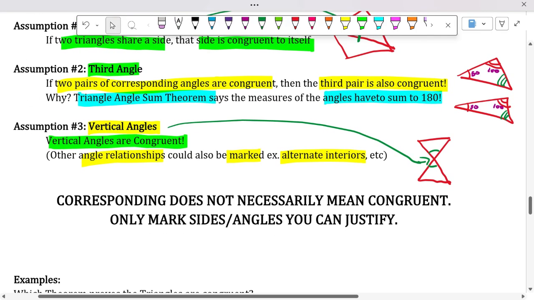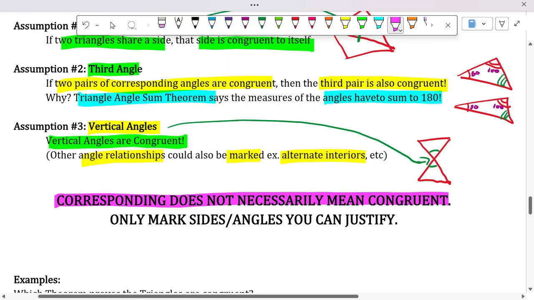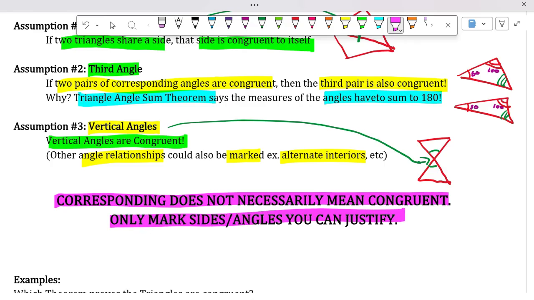Now, this is very important. Corresponding does not necessarily mean congruent. Only mark sides and angles we can justify. So, in other words, you cannot eyeball it. It may look like they're congruent triangles, but for all we know, it may be slightly smaller or slightly bigger than the other triangle. All right, unless it's marked, you can't say it's congruent unless you can justify it. That's the only way.